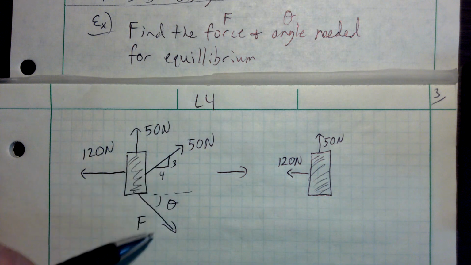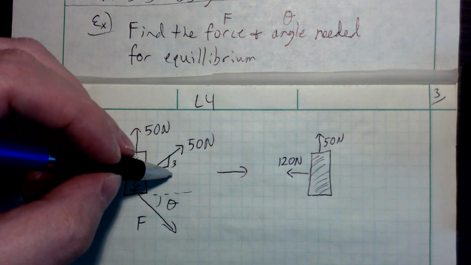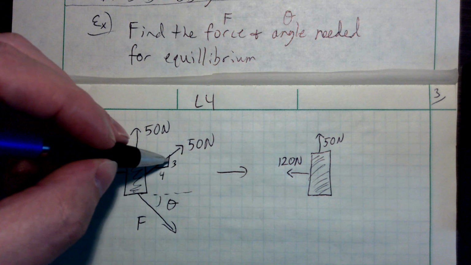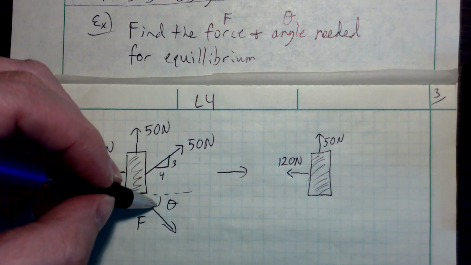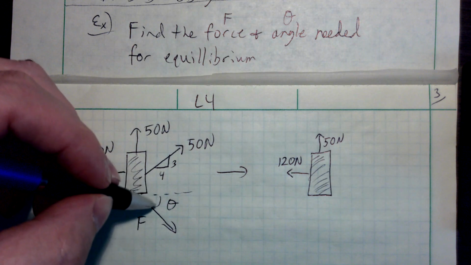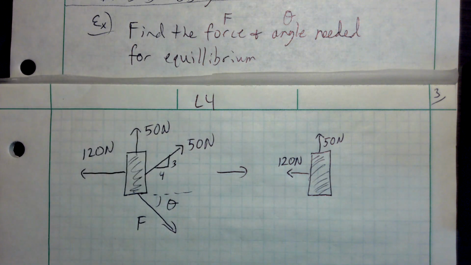But then these two forces have x and y components, so we're going to go ahead and resolve those. If we start with this one, this is a 3, 4, 5 triangle that we're using to describe it. So instead of an angle like this one, where I'm going to do a sine and a cosine, we're going to use the components of this triangle, a similar triangle, to describe how much force is in each direction.